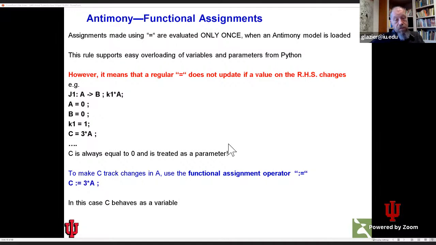And so just the way in C++ or Python, we have a distinction between equals as an assignment and equals as checking for equality, in Antimony we have a difference between a single equal sign, which represents initialization, and colon equals, which tells Antimony that this is a functional assignment, and therefore the value of C has to be updated when A changes.